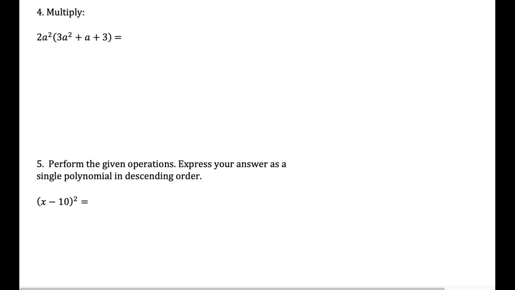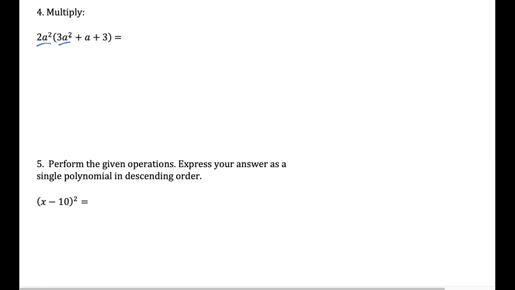Okay, this next problem is looking at basically just a distribution problem. And so we're just distributing, we're multiplying, which means to distribute 2a squared across the trinomial. So the first thing we're going to do is take the 2a squared and multiply it by this first one here.